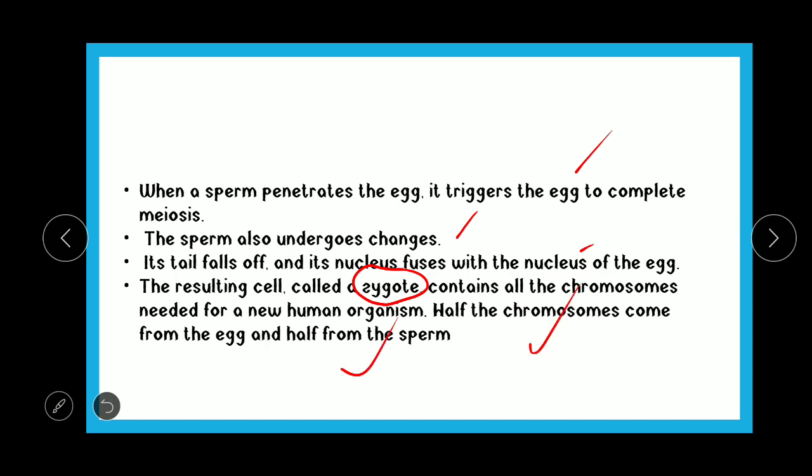As the chromosomes are coming from two different individuals, there are more chances of speciation, or you can say more chances of evolution and variation.